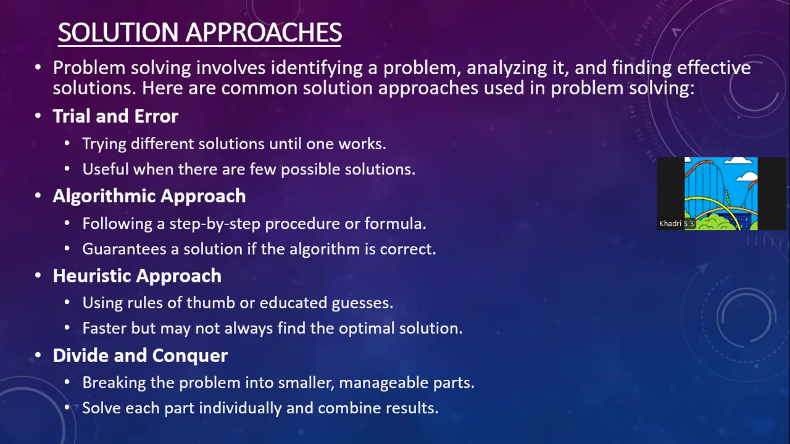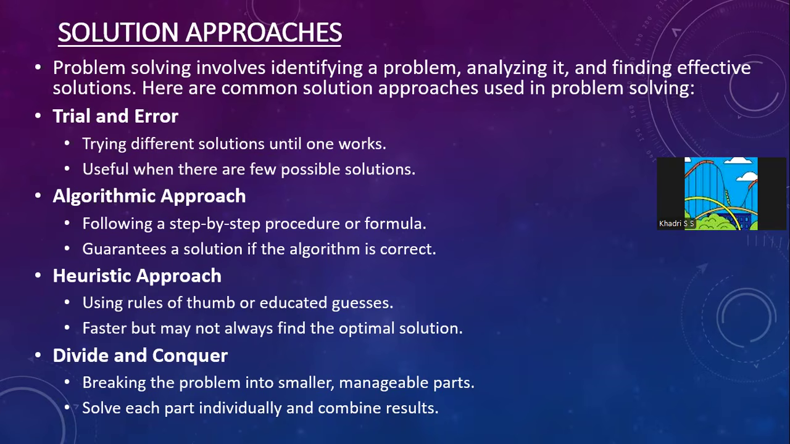First one, trial and error. Apply some basic algorithms for the particular problem. Trial and error means trying different solutions until one works. It is useful when there are few possible solutions. When you use algorithms, some should be followed step by step, and some guarantee solutions if the algorithm is correct. Heuristic approaches use rules of thumb or educated guesses, which are faster but may not always find the optimal solution.